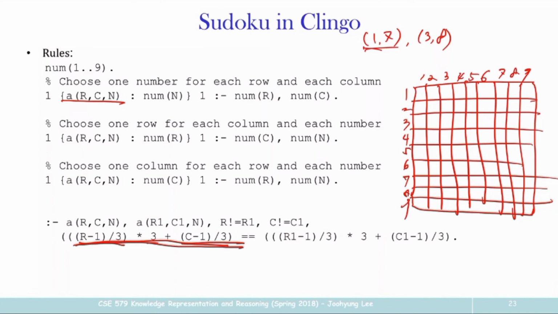So let's do it slowly. If R equals 1, then 1 minus 1 is 0, so this is all 0. And 7 minus 1 is 6. 6 divided by 3 as an integer is 2. So this number becomes 2. Now R is 3 and C is 8. So 3 minus 1 is 2. 2 divided by 3 is an integer division, so it's 0. 0 times 3 is still 0. And C minus 1 is 7, 7 divided by 3, the integer part is 2, so this is again 2.